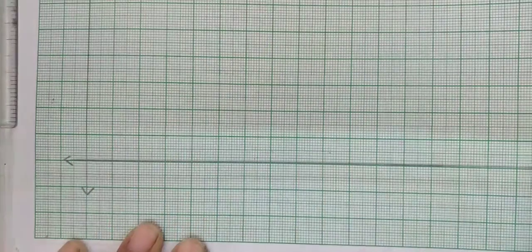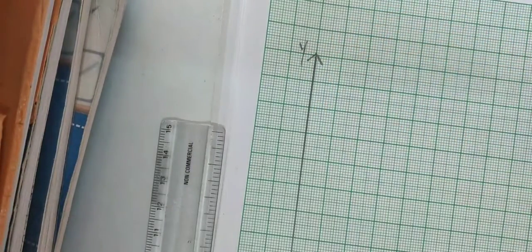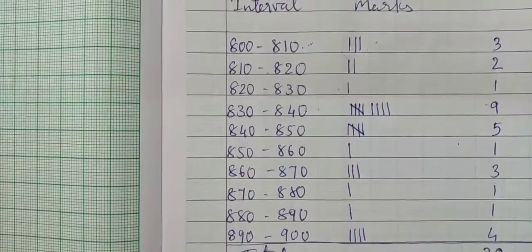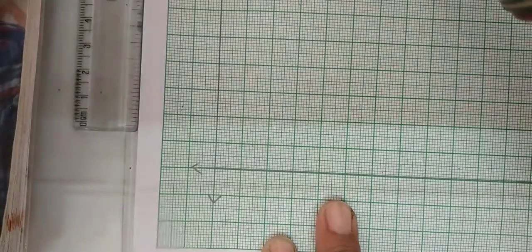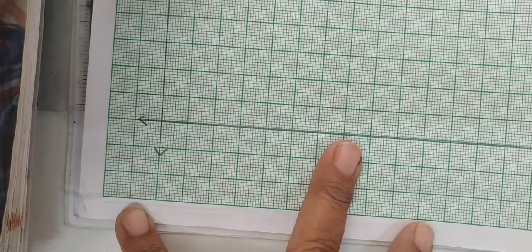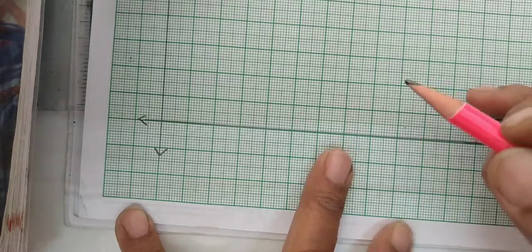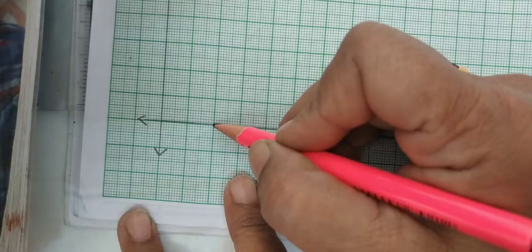See children, I have drawn the x-axis and y-axis for you first. Now on the x-axis you are going to take the class interval, that is the daily wages given in the class. We are going to represent the daily wages on the x-axis, right? And from here as we are starting, write the classes.